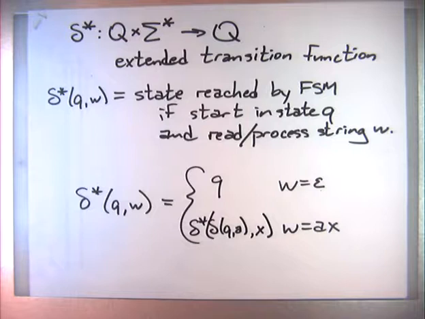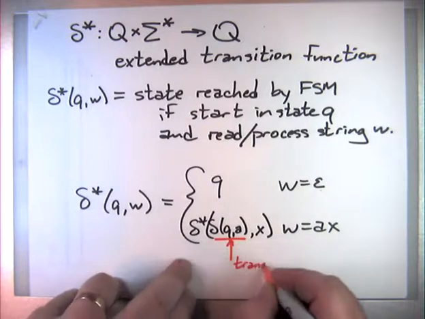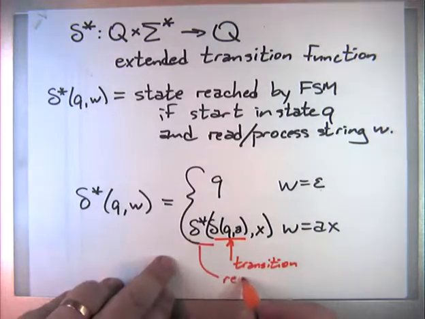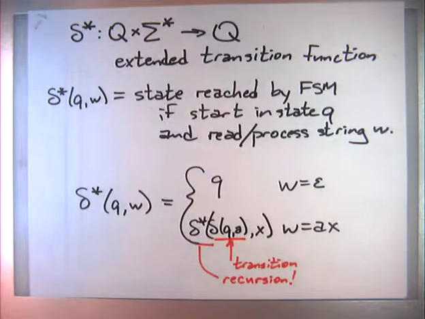Okay? So this is one transition, and then the rest is just recursion. So I can define the behavior of a finite state machine as saying, if there's no input left, stay put. Otherwise, use the transition function to decide what to do when you read the first character, and then give it to the recursion fairy.